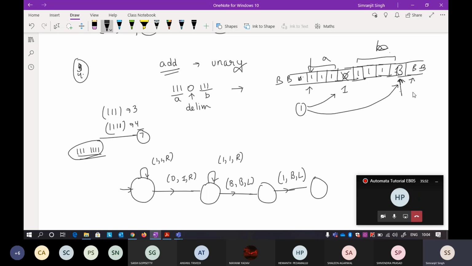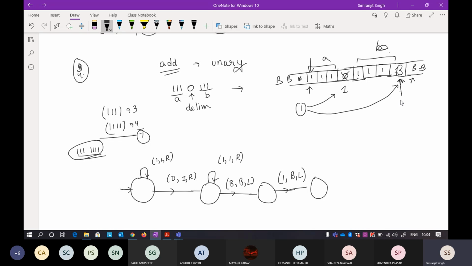You can stop here, but in all the books you will find this. All the books have also defined that this is just a courtesy, that you move your pointer to the starting position. It is not a necessity. By making it B, I'm just moving my pointer to here.